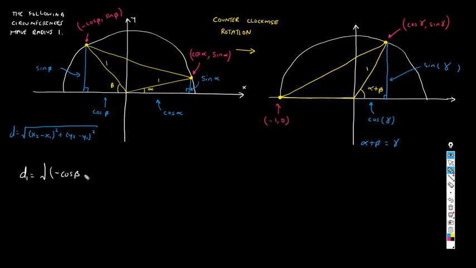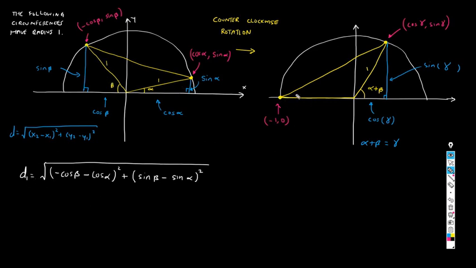Okay, minus x1, which is going to be cosine of alpha, close parentheses to the square, plus open parentheses y2. What is y2? It's the coordinate of this point, right? Sine of beta. And then we have another minus, and then we have y1, which is now this, sine of alpha, to the square. And all of this, the square root of all of that. Okay, that is the distance 1.